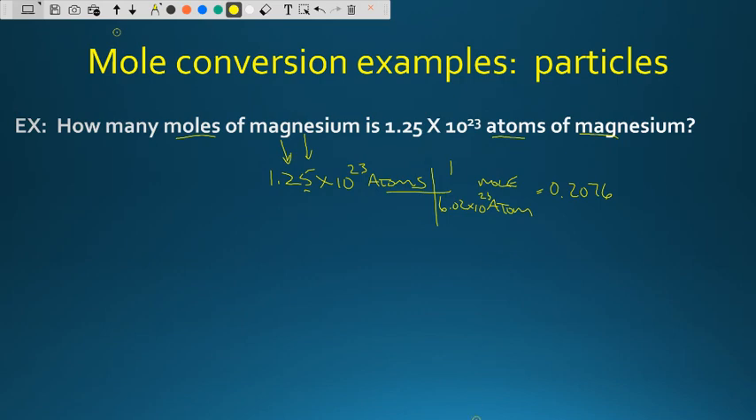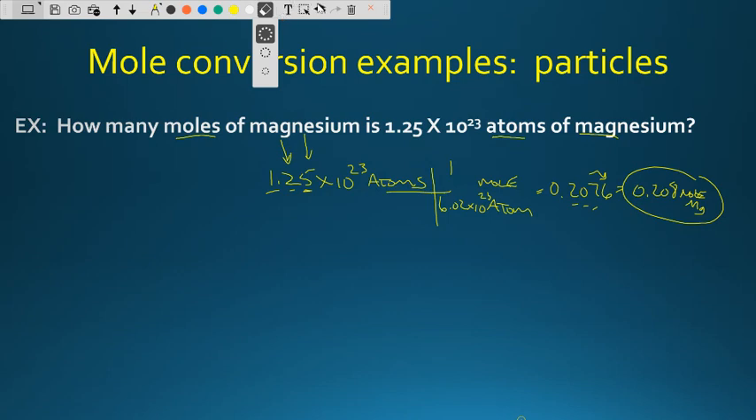Now, I'm not done. Remember, in chemistry, we always have to round according to significant figures. And so here I have 1, 2, 3 values that were measured. That last one was estimated, so it counts. 1, 2, 3. The next number is greater than 5. So my actual final recorded answer is 0.208 moles. And don't forget to label everything along the way. Technically, I should have moles of magnesium. Okay, so that's the concept with that particular set of conversions.